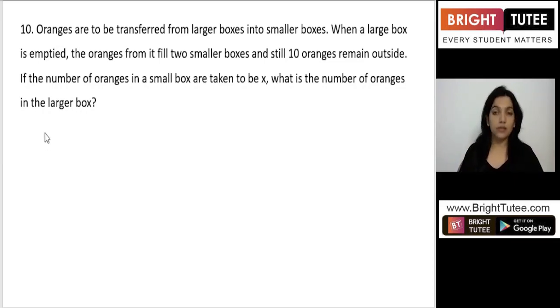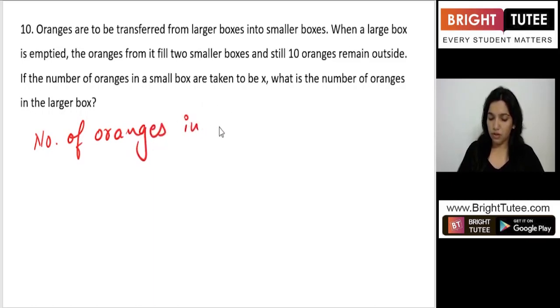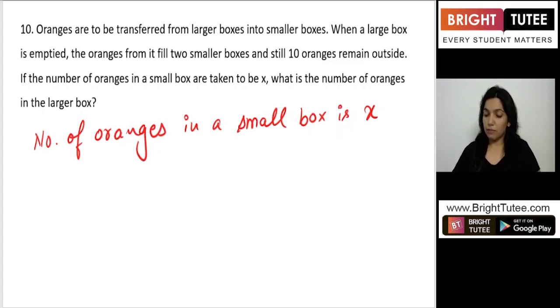Okay, so let us write what is given. The number of oranges in a small box is x. Okay, so this is the number of oranges in a small box, and here in the question itself it is given that take it to be x, so we are writing x for it.